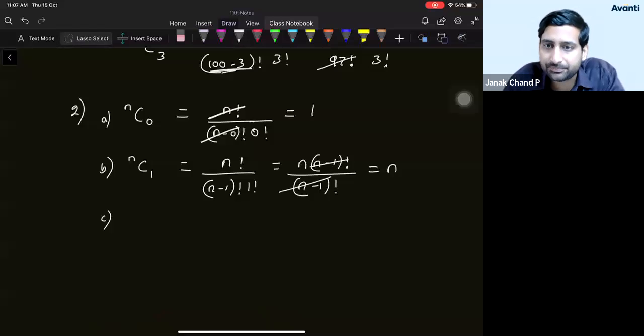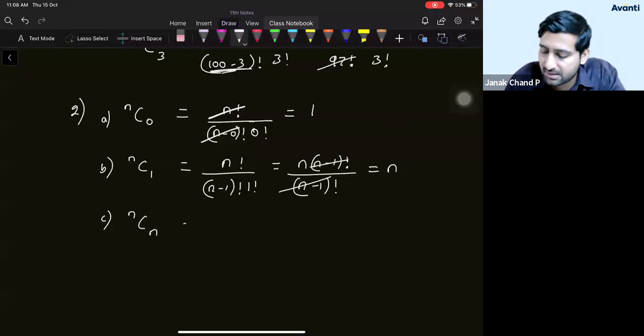values by heart. We have discussed these things in our permutation also, that is nP0, nP1 and nPn. Now between nP1 and nPn you have nPr. The formula of nPr we already know. So I'm just talking about the special values.